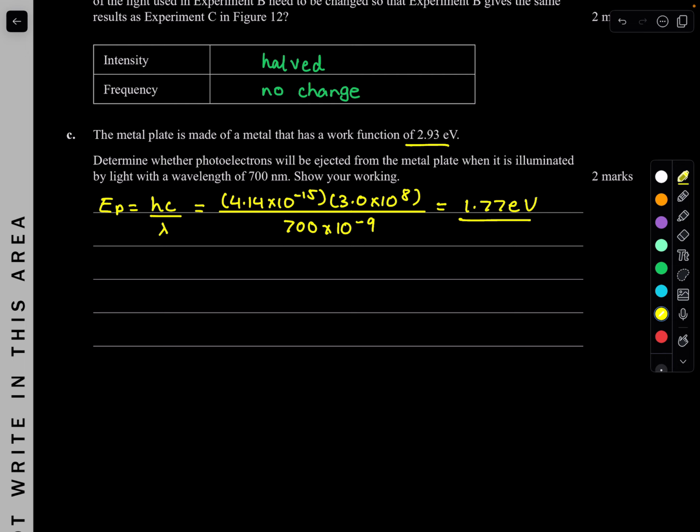Now we can see that the energy of the photon is lower than the work function. That tells us that no photoelectrons will be emitted. As the energy of the photons is less than the work function, no photoelectrons will be emitted.